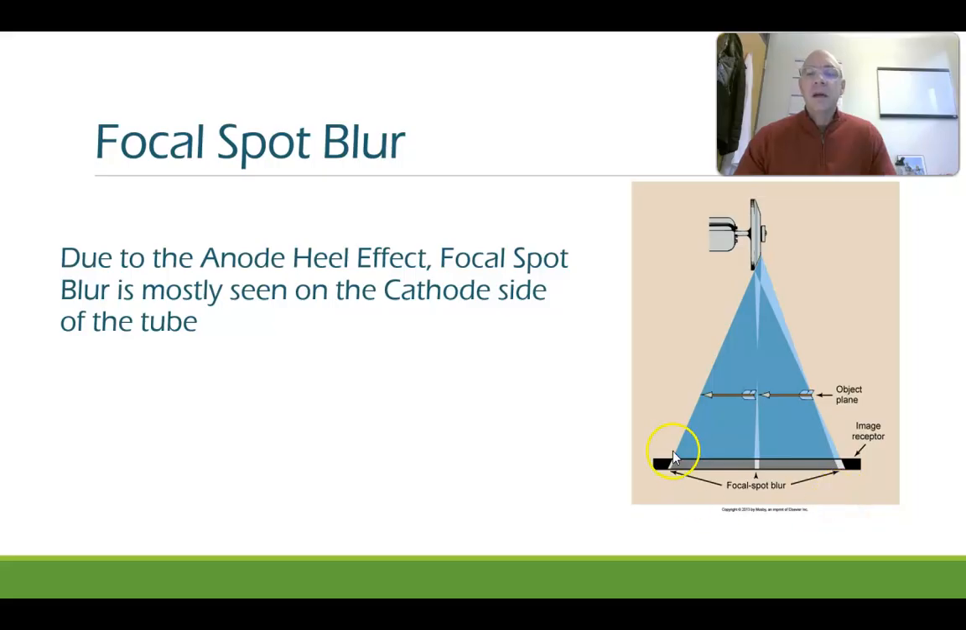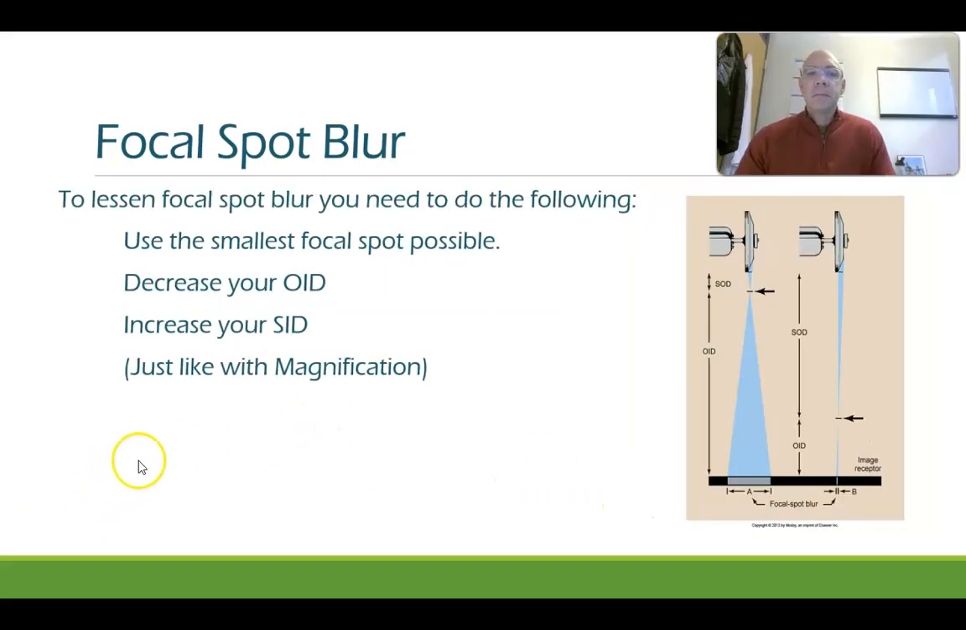Good to remember. It also coincides with that whole anode heel effect, where you're going to get a stronger X-ray beam on the cathode side and not as energetic on the anode side, but you're also going to get more blurring on that cathode side. So try to remember that. And again, I know I've already talked about this, but to lessen any type of focal spot blur, decrease your OID, increase your SID. It's just like magnification. If you can remember one, you can remember both, and you should be all set.